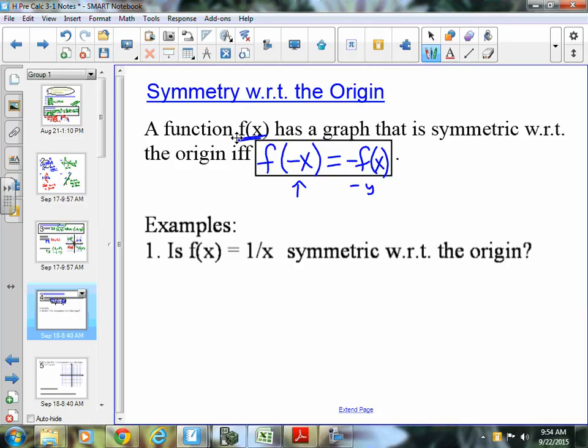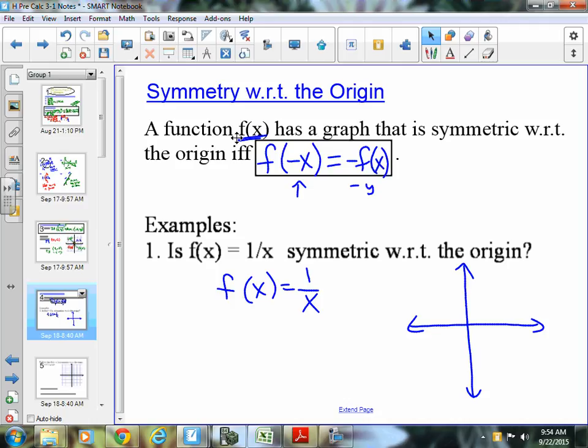All right, so I'm going to have you use your graphing calculator here. Can you please graph 1 over x on your graphing calculator? And I would like you to make a sketch of what that graph looks like. So go ahead and pause the video if you need to and make that graph.